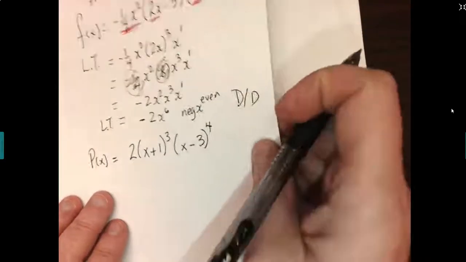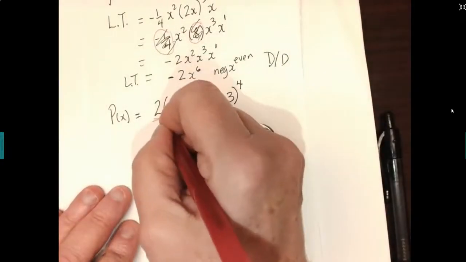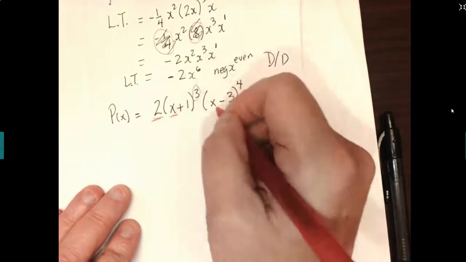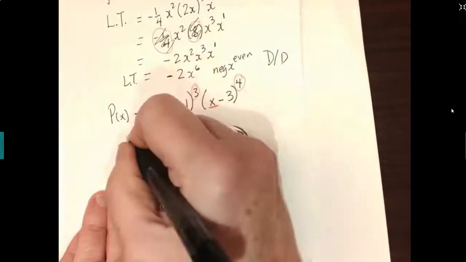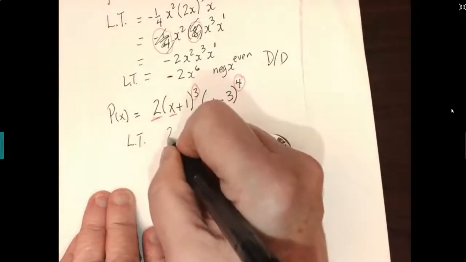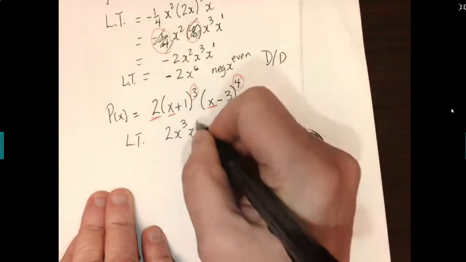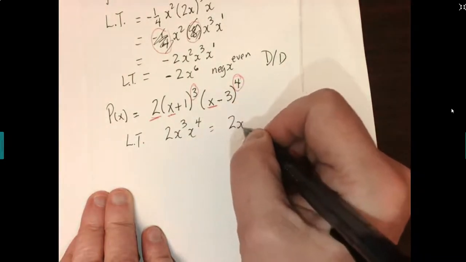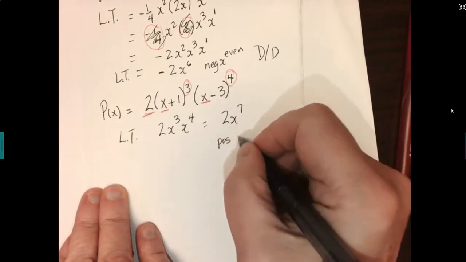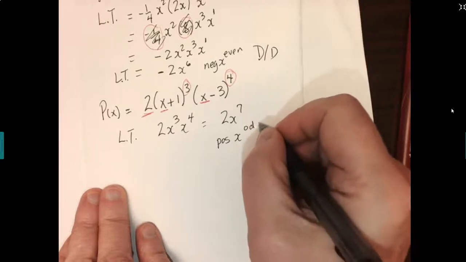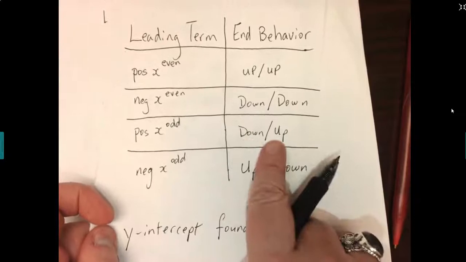For this one, what's the end behavior? Well, we have to get the leading term. So my leading term here is going to be 2 times x cubed times x to the 4th, which is going to be 2 times x to the 7th. So I have a positive number times x to an odd power. And so my end behavior is going to be down, up.